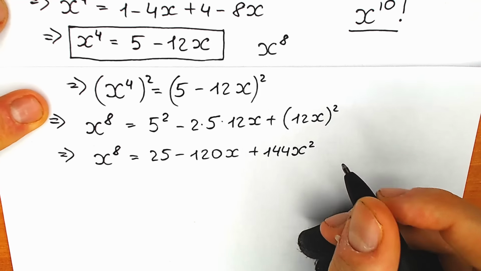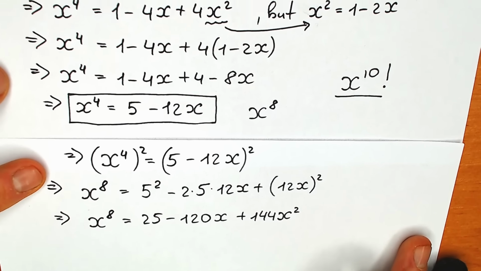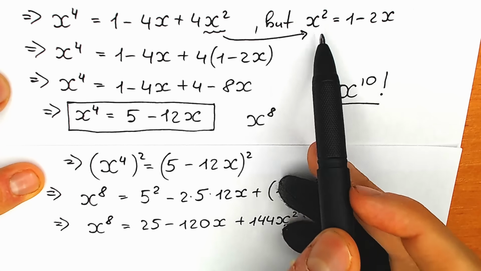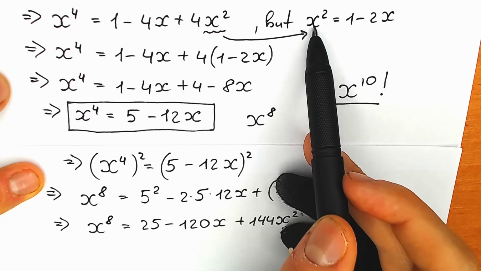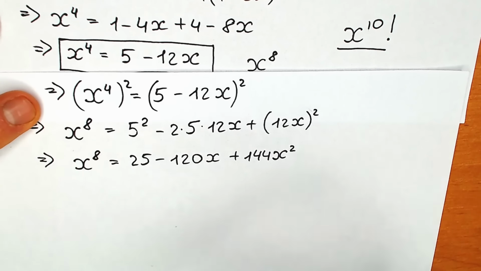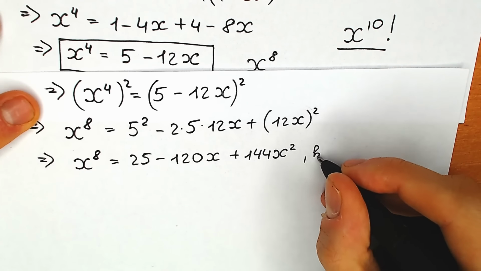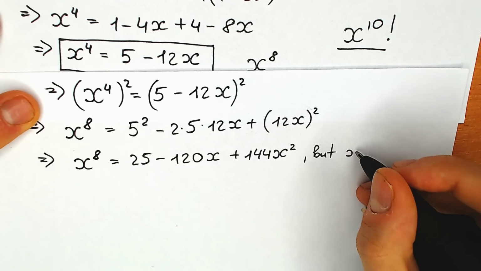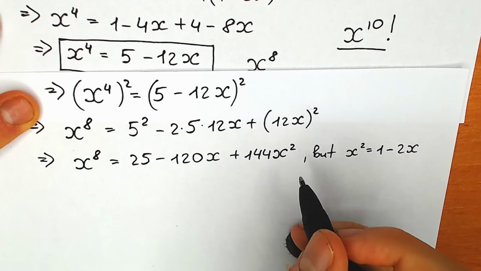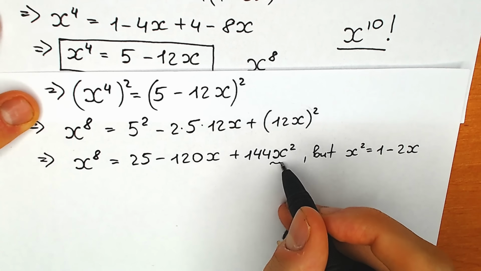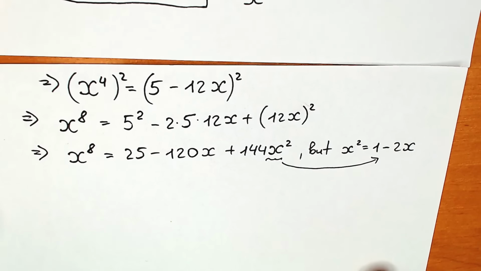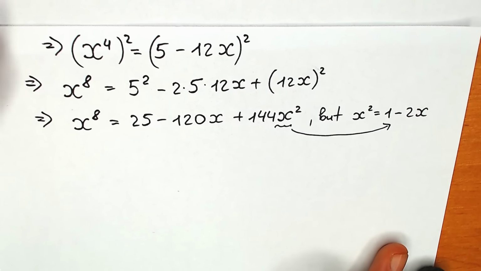144x squared. And right now let's look closely right here, because when we have this expression with square, we use this expression which helps us to reduce a power. So that's why x squared equal to 1 minus 2x. It's an extremely important expression, and we write this expression once more, x squared equal to 1 minus 2x. And we're going to plug in, instead of this x squared right here, 1 minus 2x, which simplifies that a lot.